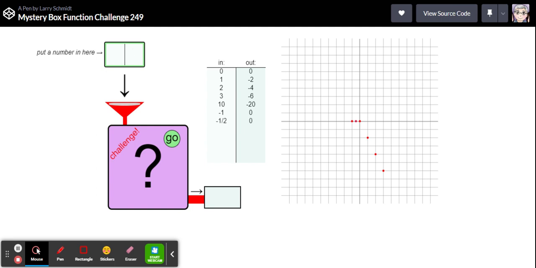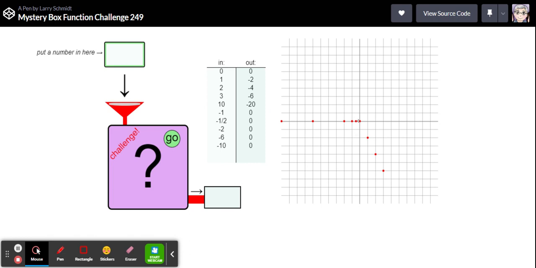Oh, okay. Let me try a few more negatives. -2 is also 0. How about a -6? How about a -10? Well, this is a strange one. So I was thinking this was going to be either a line or an absolute value function. It looks to me like it's maybe a piecewise function, though we haven't seen piecewise functions.